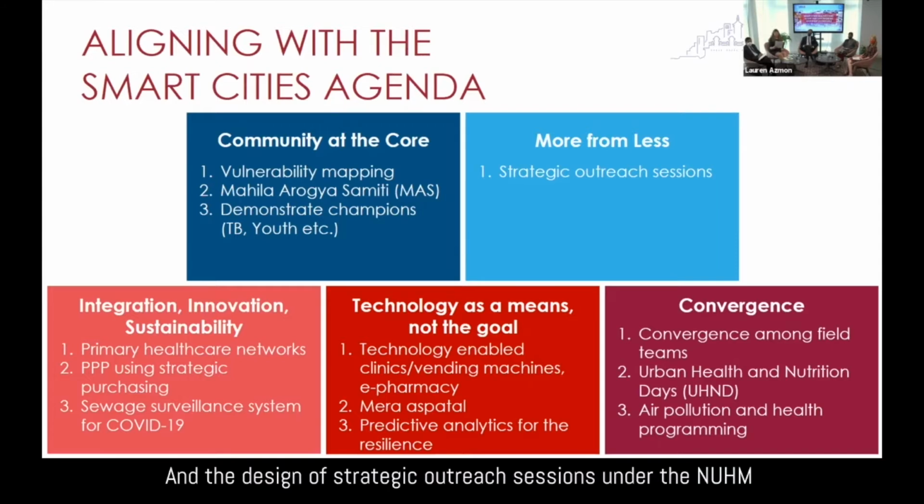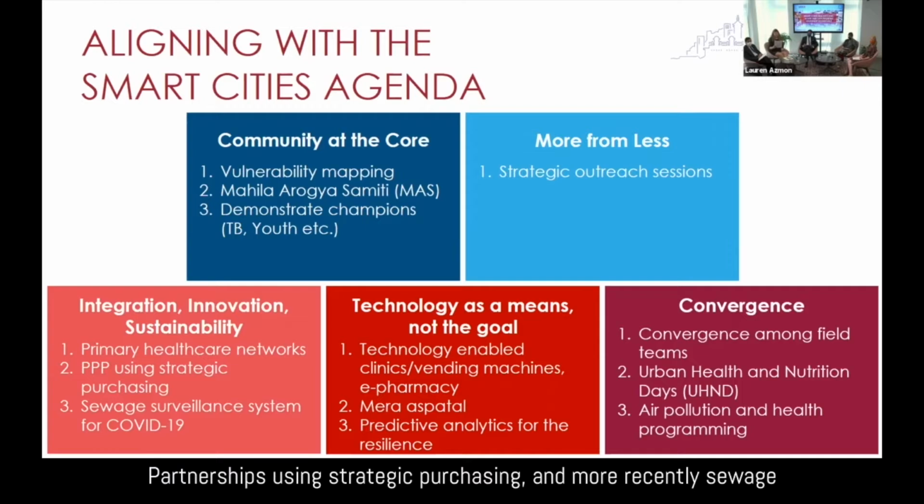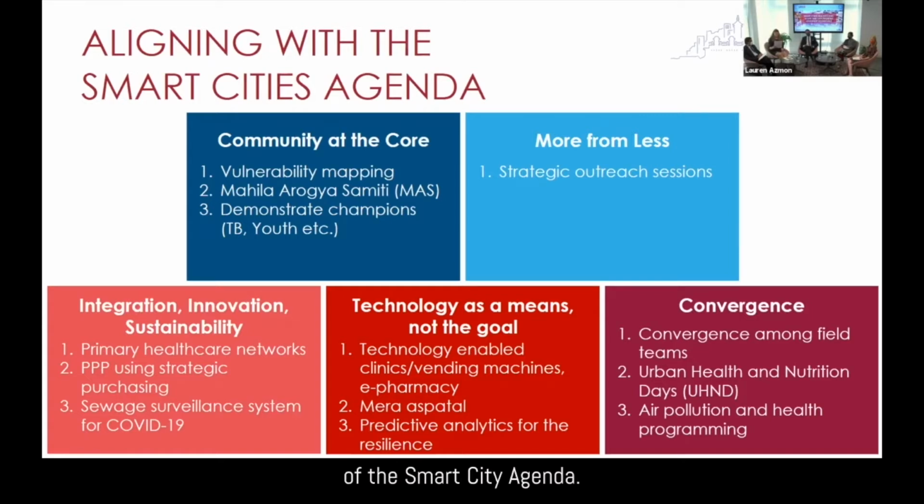And the design of strategic outreach sessions under the NUHM embodies the more for less principle, ensuring that services reach the most underserved communities. Strategies such as primary healthcare networks and public-private partnerships using strategic purchasing and more recently the sewage surveillance system for COVID contribute to the integration, innovation, and sustainability principle of the Smart Cities agenda. And by leveraging technology for urban health, our models of e-enabled health facilities, medicine vending machines, and quality assurance programs are all being scaled up by the government of India.